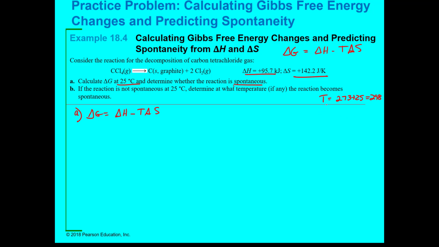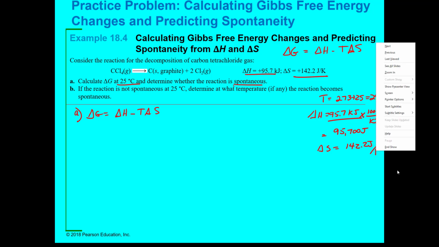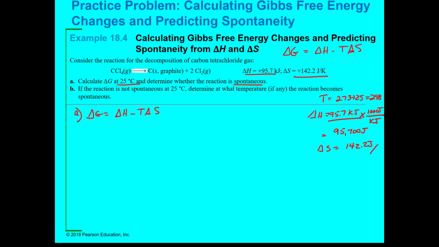And I'm just going to change the delta H, okay? Delta H is 95.7 kilojoules, so times 1,000 joules per kilojoule. So that's equal to 95,700 joules. Why did I do that? Because my delta S is 142.2 joules per K. Oops, sorry.